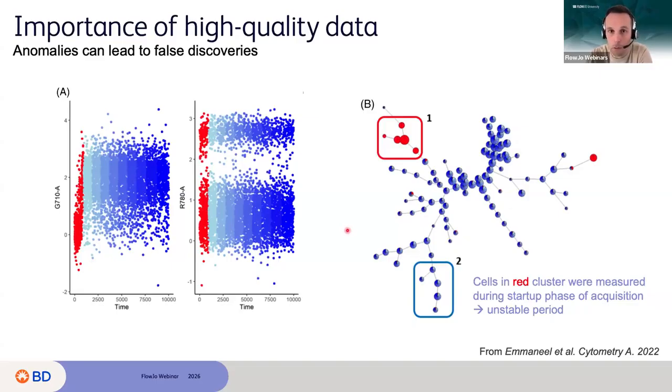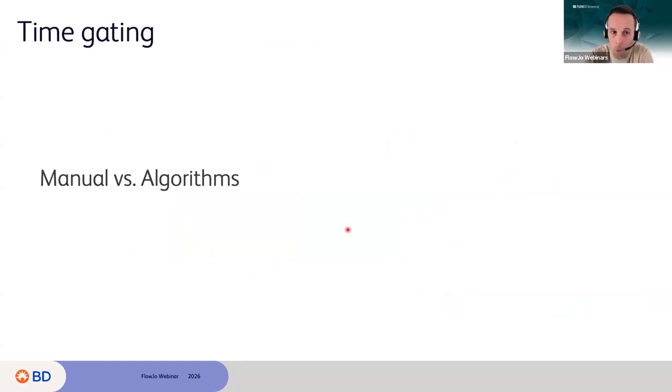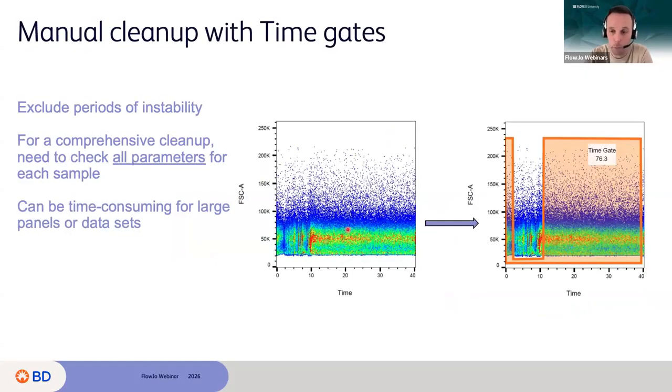And there are 2 ways to remove those technical anomalies, either a manual way or an automatic way using algorithm. So the manual way is to use a time gate. That's what we've been using for the past 20 years. So you look at a time parameter versus another parameter, and you make sure that your run is stable. If part of the run is not stable, you're just going to gate around it to remove that unstable part of the run. We used to do it on a scatter parameter versus time, and just select the stable part of the run.